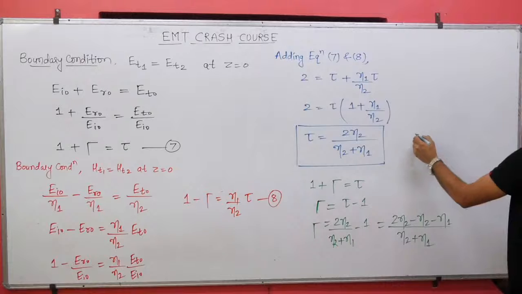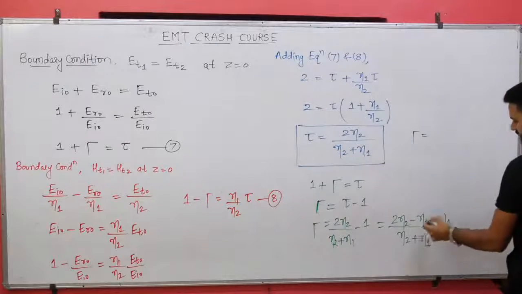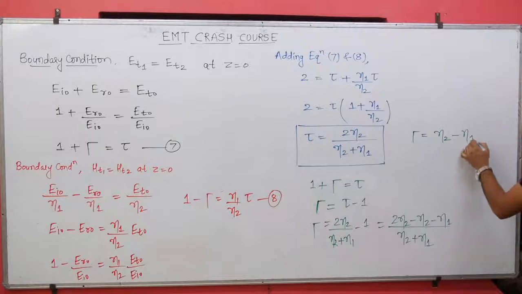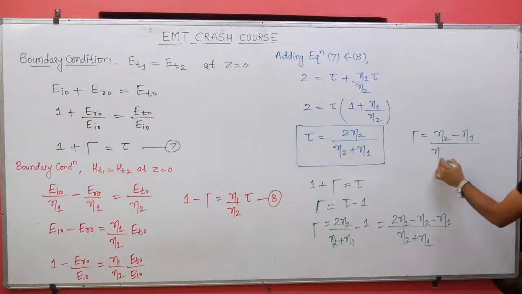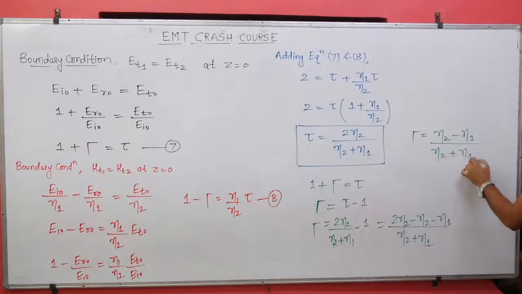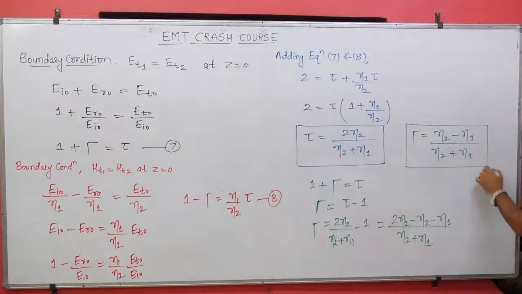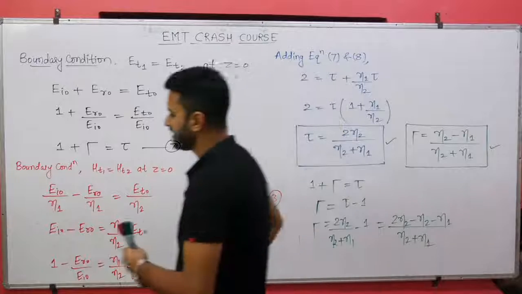Now after solving this, 2 eta 2 minus eta 2 will become eta 2. So this is eta 2 minus eta 1 divided by eta 2 plus eta 1. This is what we get. So we have these two values, the transmission coefficient and the reflection coefficient, for normal incidence. This is for normal incidence.